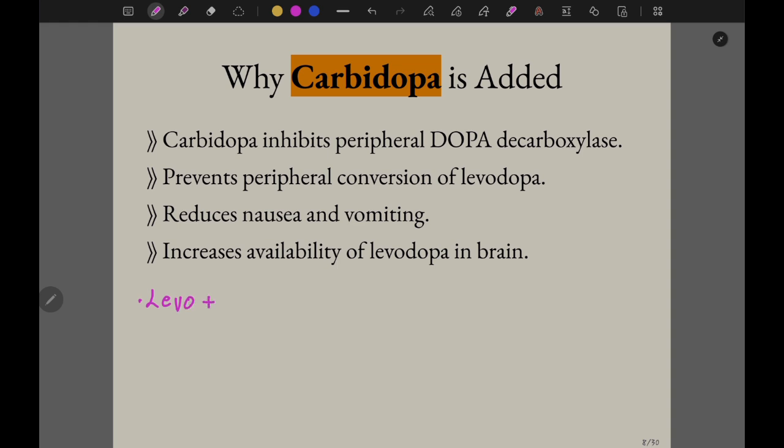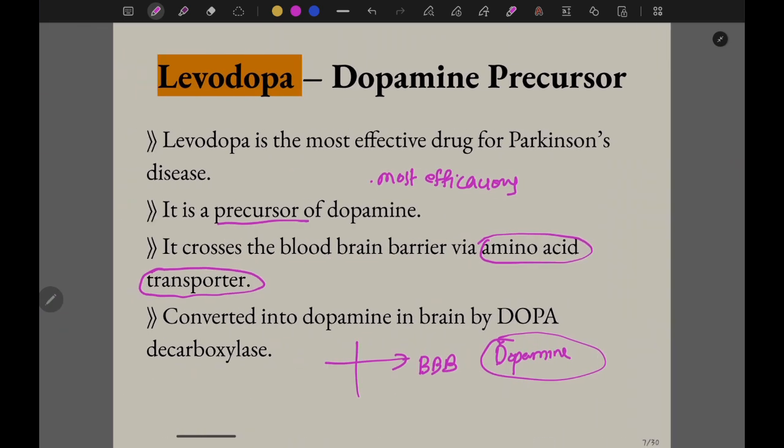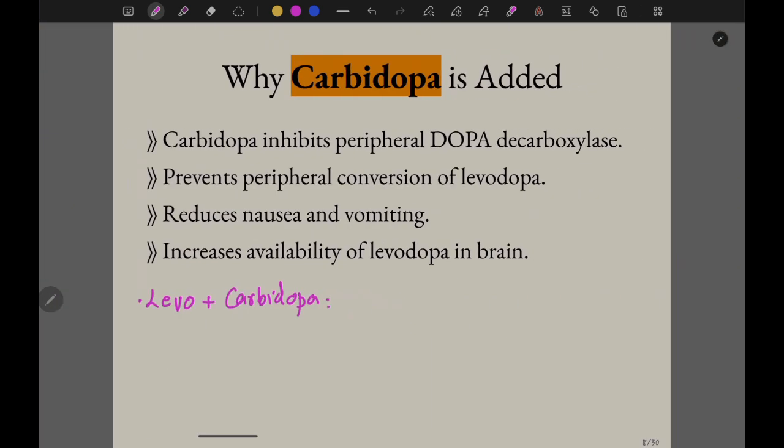We always give levodopa along with carbidopa. Why? Because if levodopa gets converted into dopamine in the periphery, that can cause peripheral side effects, and also that decreases the availability of levodopa in the CNS.